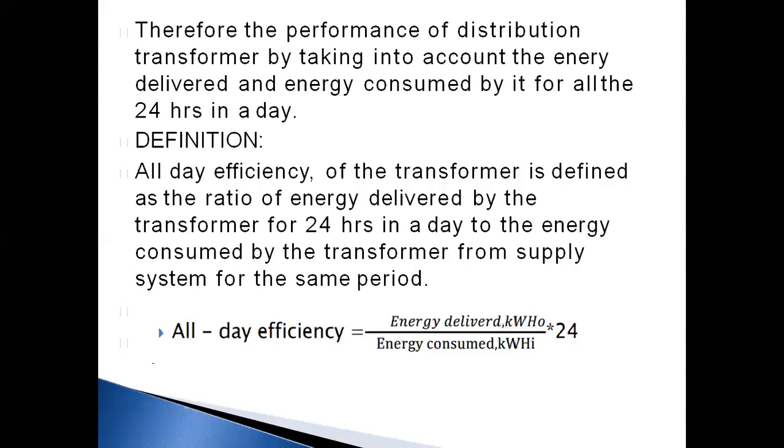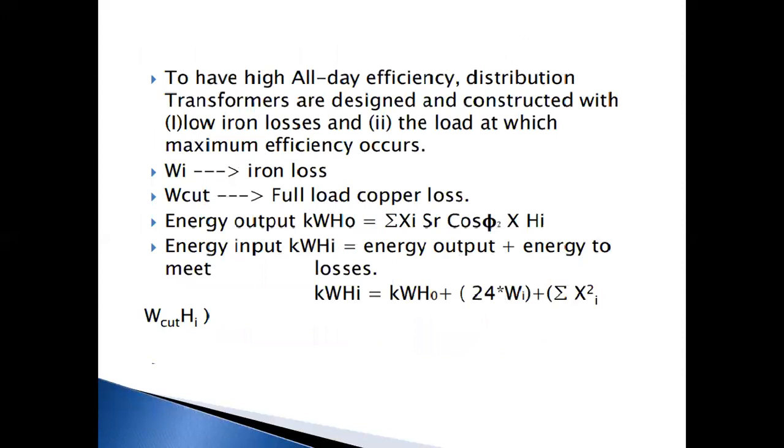That is the ratio. All-day efficiency is the energy delivered in kilowatt hour, divided by energy consumed in kilowatt hour into 24. That is the all-day efficiency of the transformer. So to have high all-day efficiency, distribution transformers are designed and constructed with low iron losses. The load at which the maximum efficiency occurs: Wi stands for the iron losses, and Wcu is the full load copper losses.